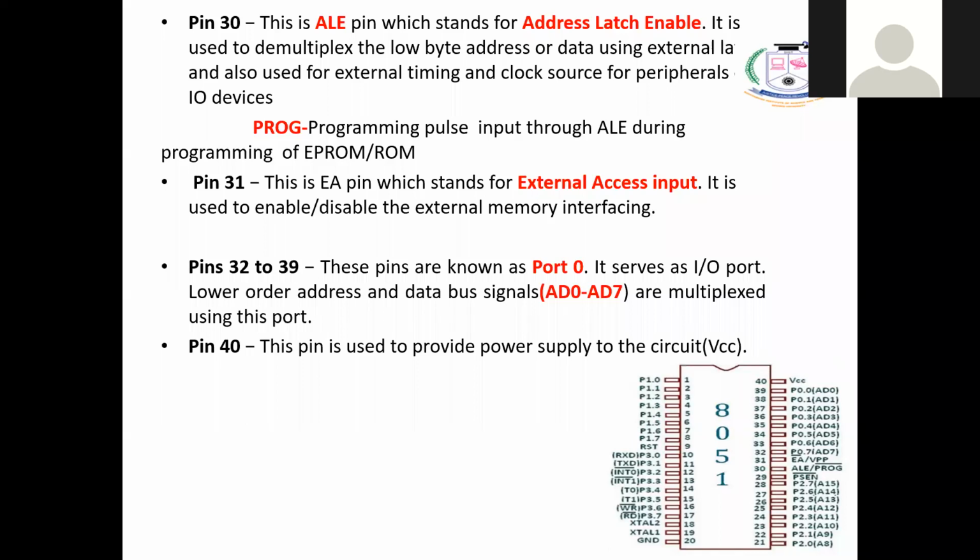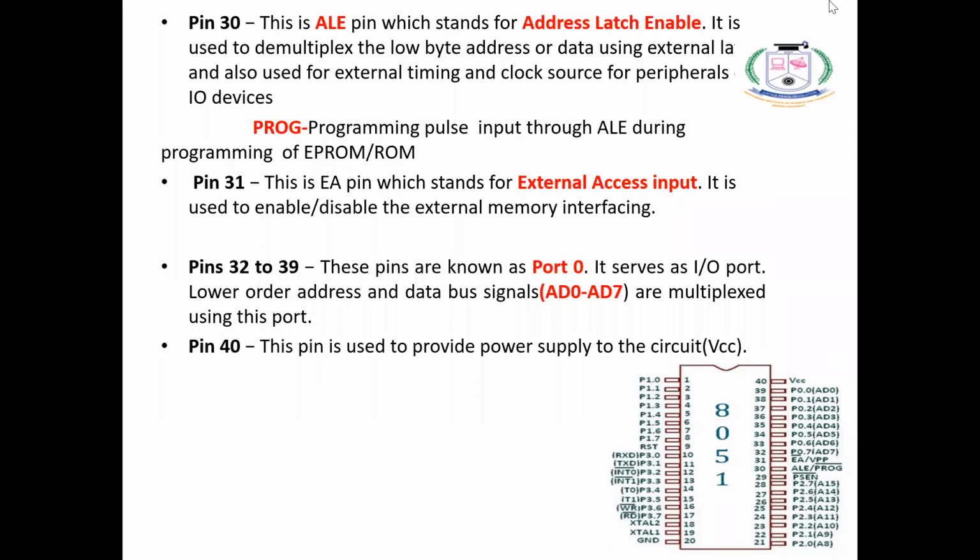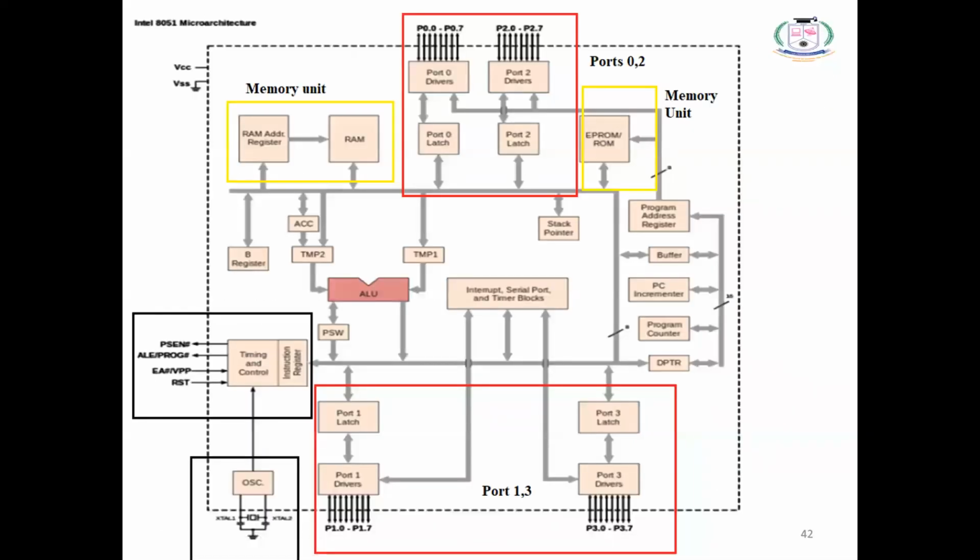Okay. So if my EA pin is connected to VCC, I can access my onboard memory. If my EA pin is connected to 0 or the ground pin, I can access my external memory. That's why they have given the option to enable or disable the external memory. Then pins 32 to 39, port 0 is there, so I can use it as the address bus as well as the data bus. So this is the total 40 pins of the microcontroller.